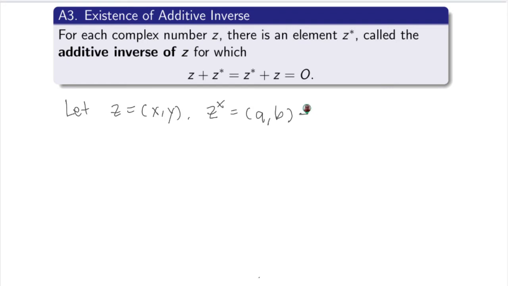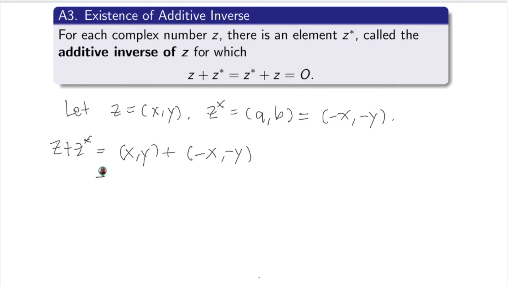According to the previous result, C star should be negative x, negative y. We want to show that indeed C plus C star is equal to C star plus C is equal to 0. So we have C plus C star is equal to the complex number (x, y) plus the complex number (negative x, negative y). Using the definition of addition, we have on the left hand side x plus the negative of x for the real part and y plus the negative of y for the imaginary part.